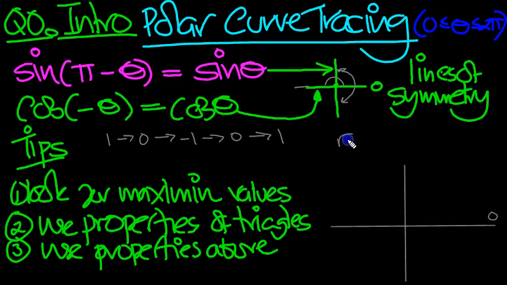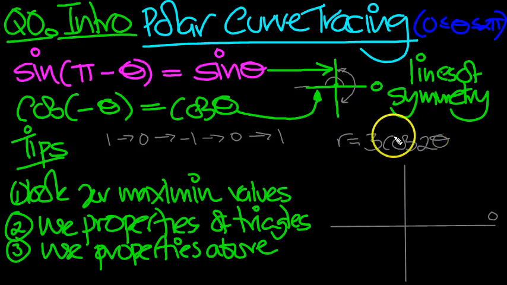Let's have a look at something like r equals, say, 2 cos 2 theta. Let's do 3 cos 2 theta, because then we won't confuse the numbers. So 3 cos 2 theta then. We'll have a little look at that.